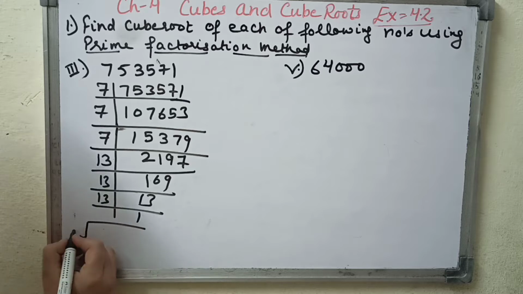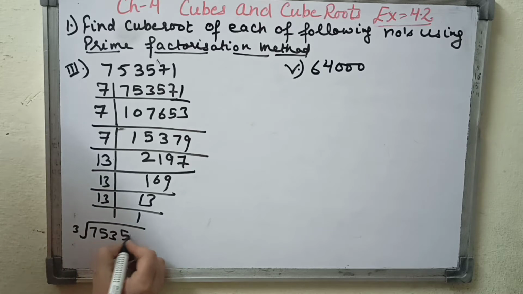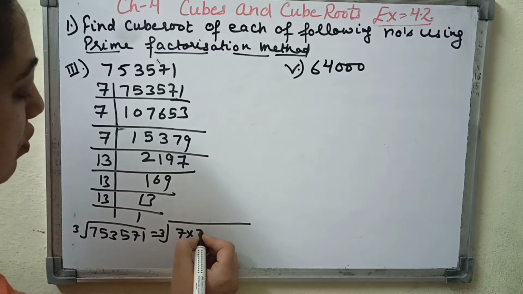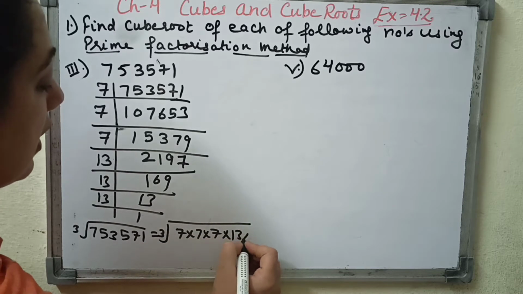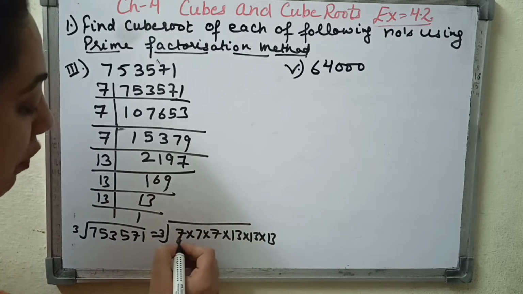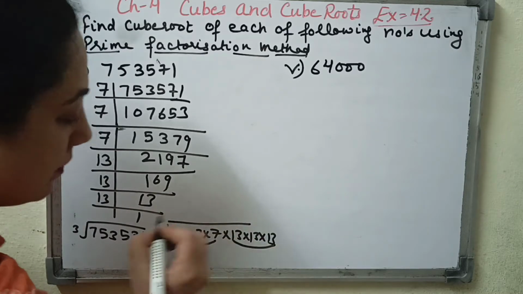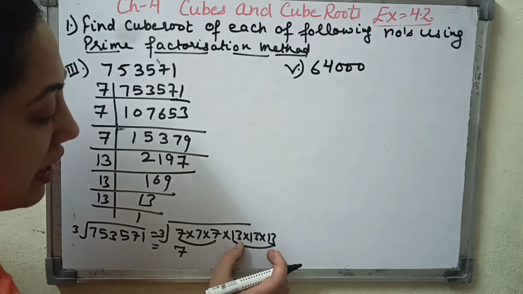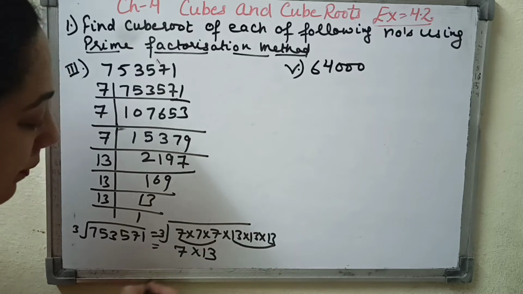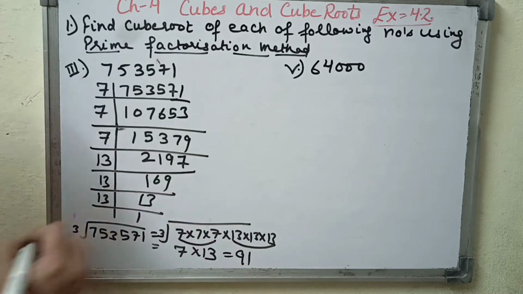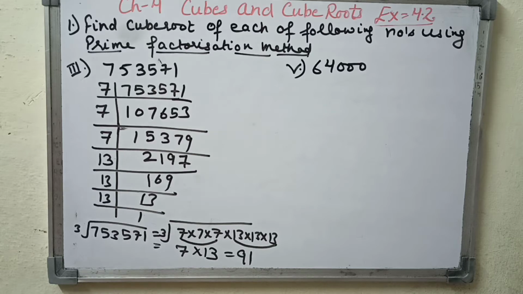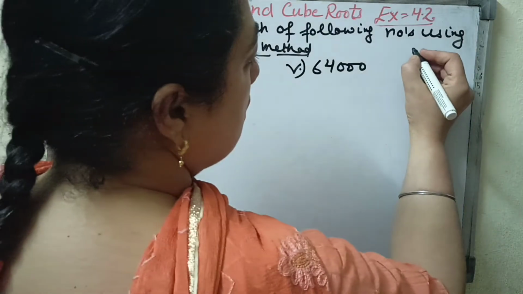Now the cube root of 753571 equals 7 into 7 into 7, 13 into 13 into 13. Now we make groups of 3 numbers together. Corresponding to the three 7s, we write down one number 7. Corresponding to these three 13s, we write down one number 13. Now do the multiplication: 13 7s are 91, and 91 is the cube root of 753571.